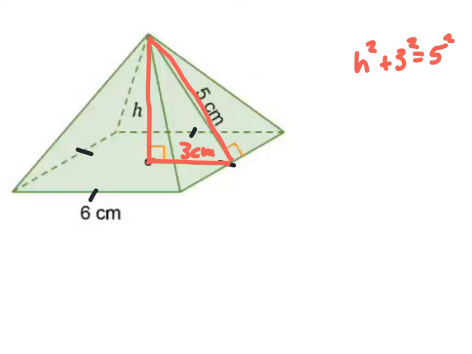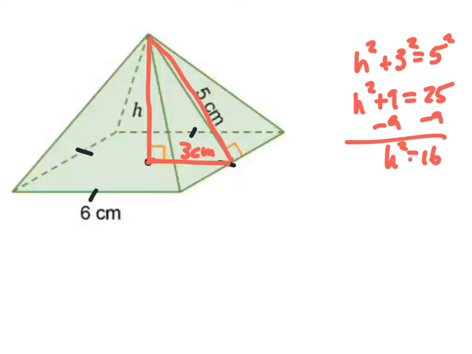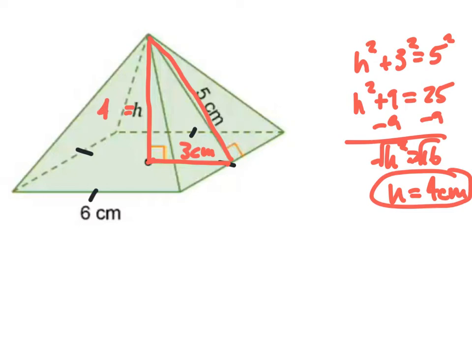Let's check it out. So if I do h squared plus 9, that's going to equal 25. Subtract 9 from both sides, that's going to give me h squared is equal to 16. Take the square root, h is equal to 4 centimeters. So that's that value there. So h is equal to 4 centimeters.